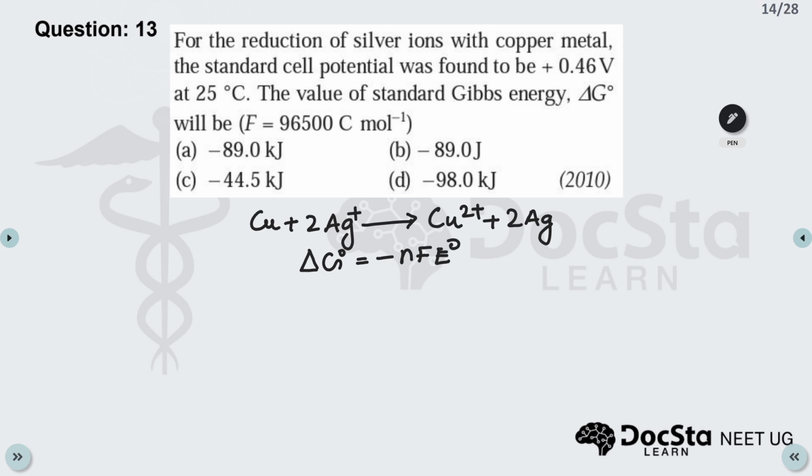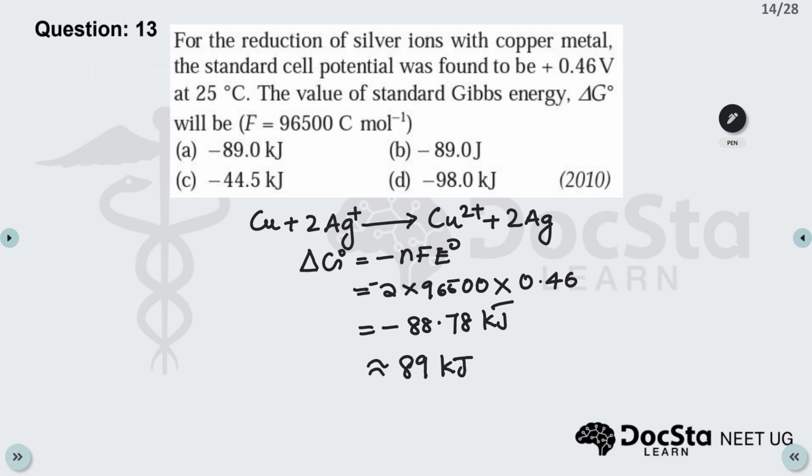This is the expression. Direct substitution: the number of electrons involved here is 2. Minus 2 into 96,500 into the E0 value provided, that is 0.46. If you solve this, the value comes out to be minus 88.78 kilojoule, which you can approximately equate to minus 89 kilojoule. So the correct option regarding this question is minus 89 kilojoule, which is given by option A.